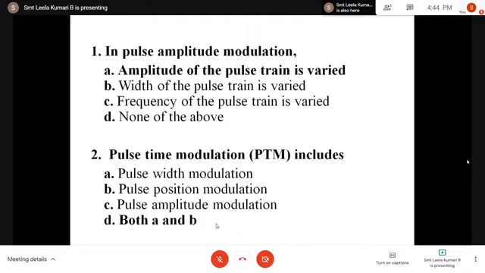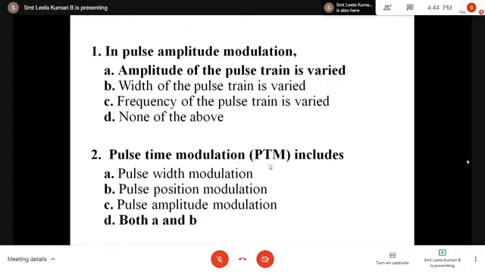In pulse amplitude modulation, amplitude of the pulse train is varied, width of the pulse train is varied, frequency of the pulse train is varied, none of the above. So in pulse amplitude modulation, amplitude of the pulse train is varied. Therefore, option A is correct.